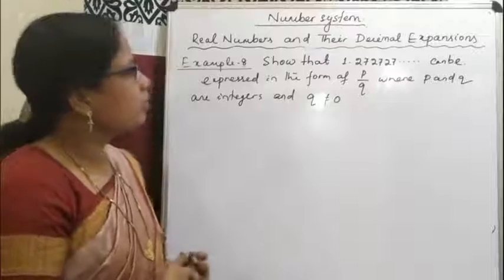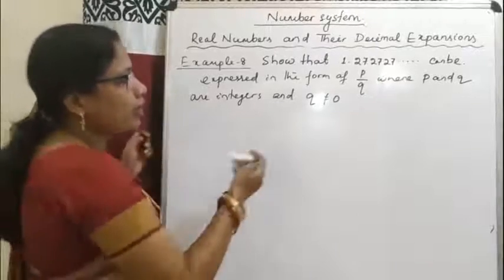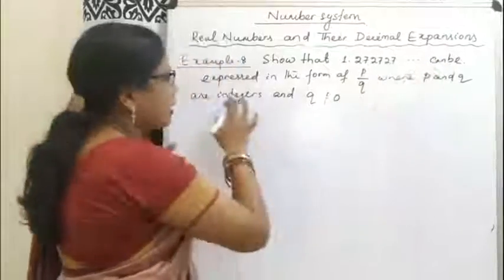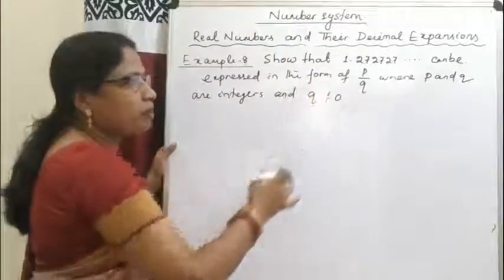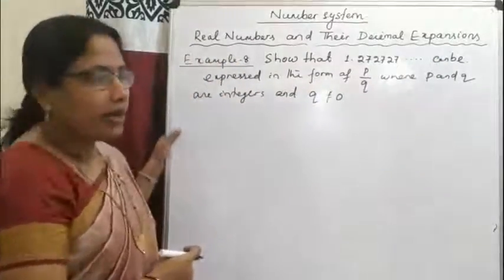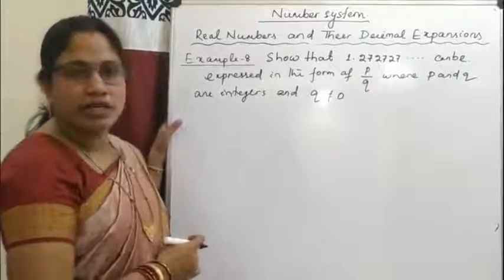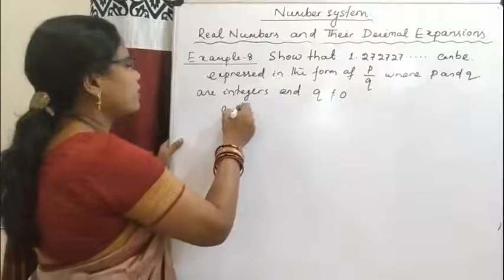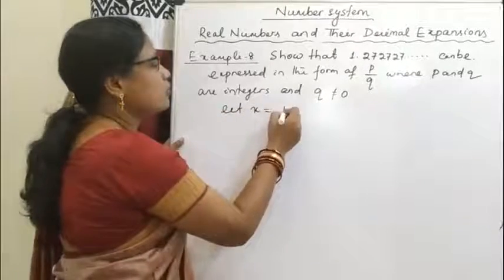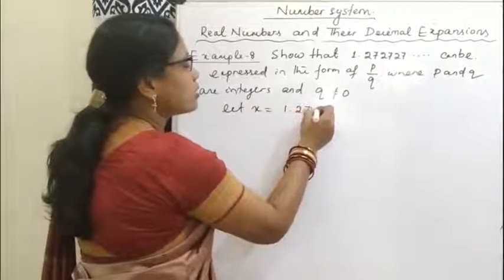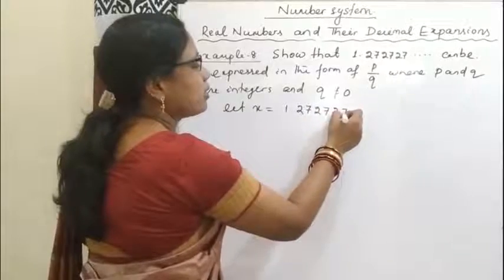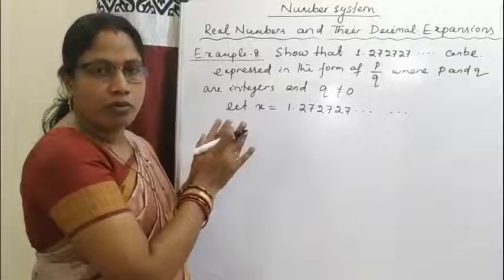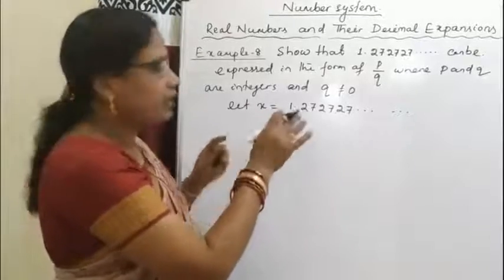Next example, show that 1.272727 up to infinity can be expressed in the form of p by q, where p and q both are integers and q is not equal to 0. So let x is equal to 1.272727 up to infinity. So here we have to multiply both sides by 10.